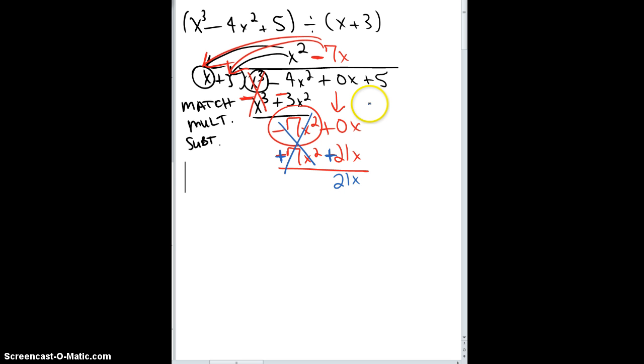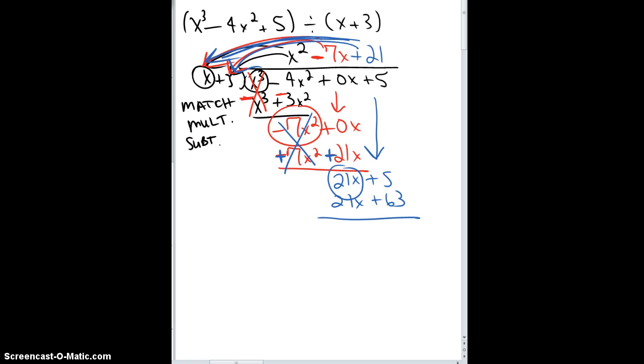Okay, then the next step is we bring down 8 plus 5. Right, so now again, I want to match, so I go back to my match step. I have the x, which is awesome. I just need the 21. Right, then I distribute, so I'm going to take this times both, and that's what? 21x plus 63. All right, then I come to the subtraction step, so I'm going to do the opposite. So subtract all of it, so that means that one becomes negative, and so does that. Again, I designed these to cancel, so that's good.